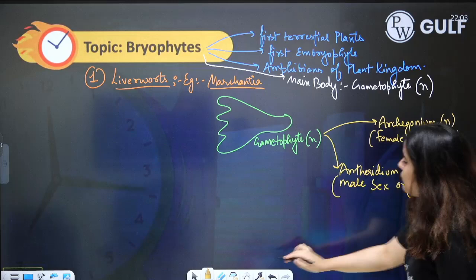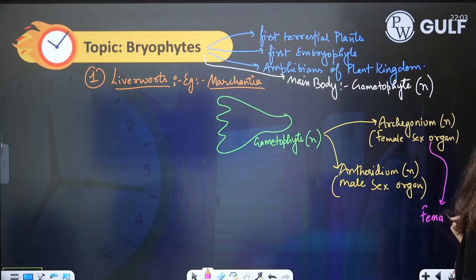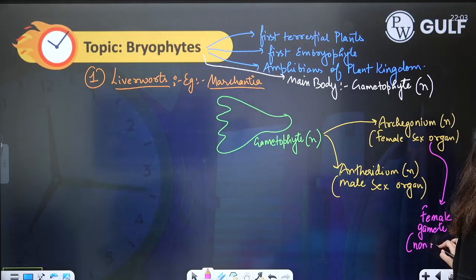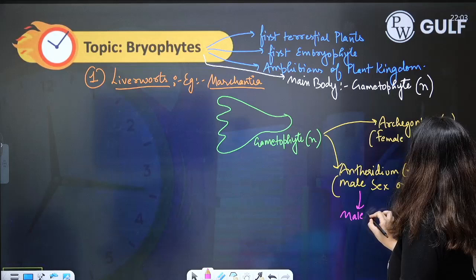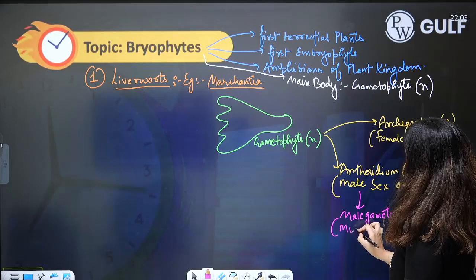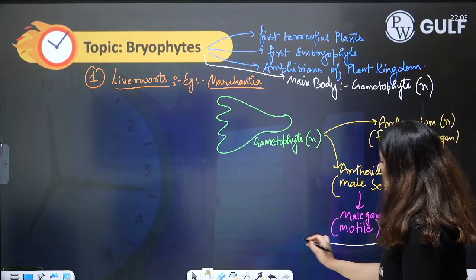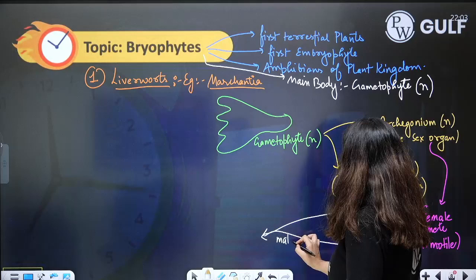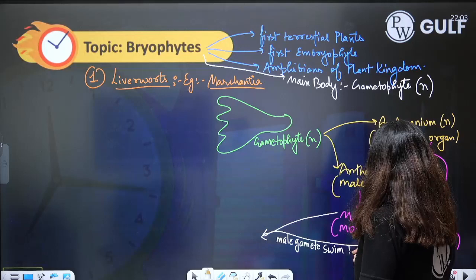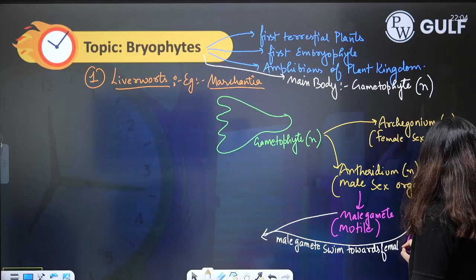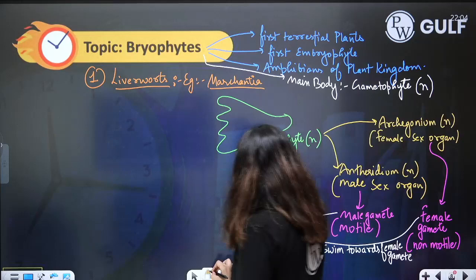So as you know, the archegonium will produce the female gamete, which is non-motile. It cannot move. Whereas the antheridium will produce the male gamete. It can move. It is motile, having two flagella. So, of course, the male gamete will swim towards the female gamete and they will fuse.